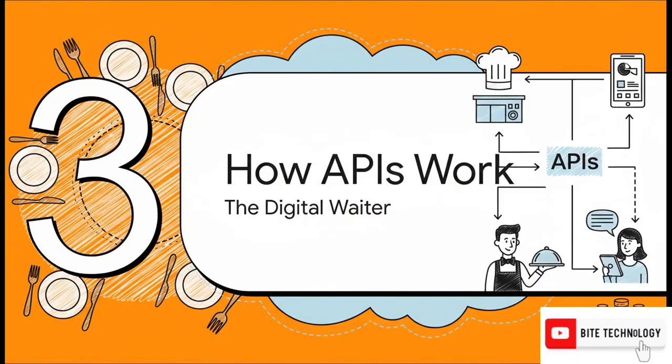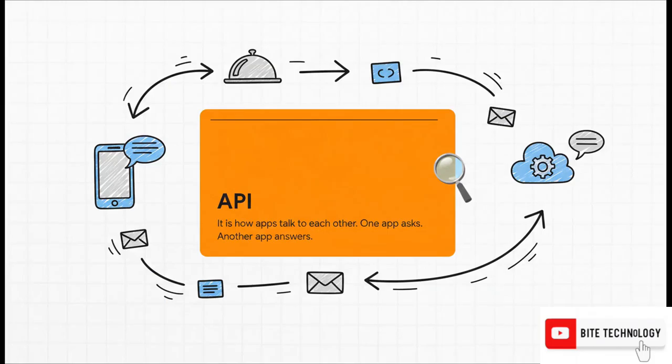All right, so let's take that whole restaurant process and map it directly onto the digital world. This is where we really get to the heart of how it all works. So this is the API, the Application Programming Interface. I know it sounds super technical, but really, it's just a fancy name for our waiter. That's all it is. It's the messenger. It takes a request from one app, carries it over to another app, and then brings the answer right back. It really is that simple. One app asks a question, another one gives the answer, and the API is the go-between.